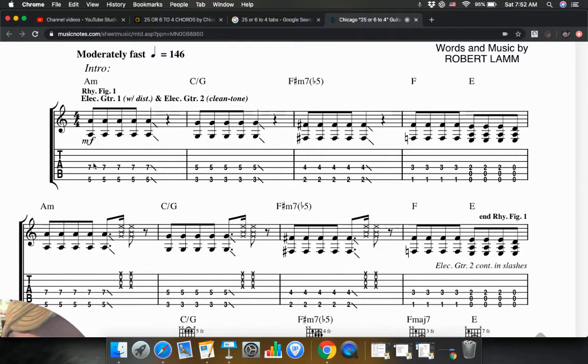This is actually not an A minor chord either. The lead sheet and our actual rhythm note music is not the same. It is really not the same.